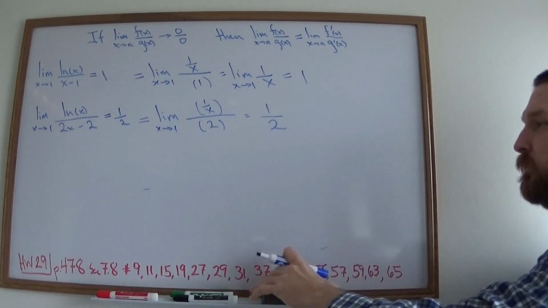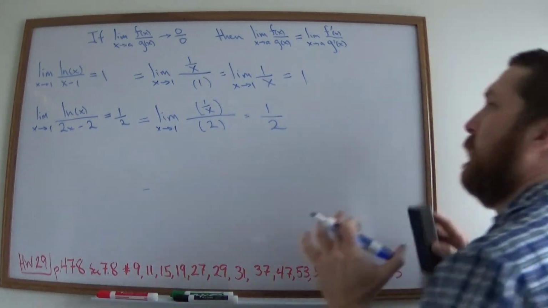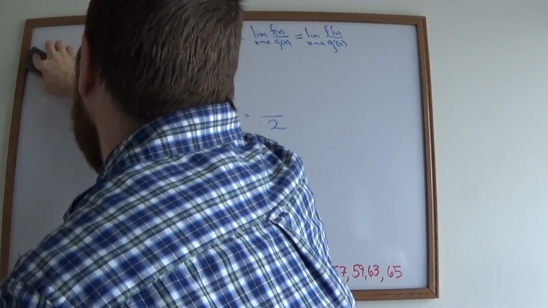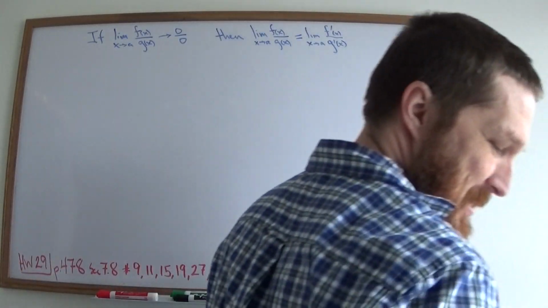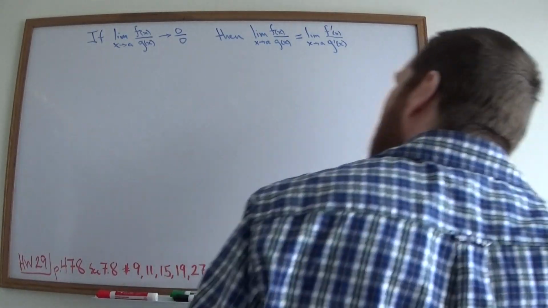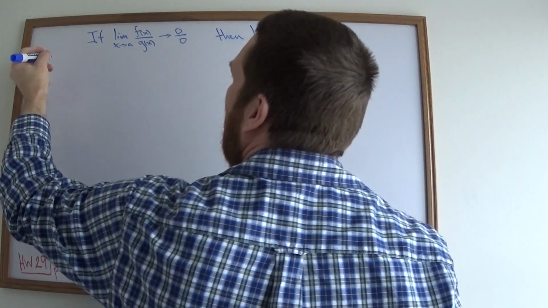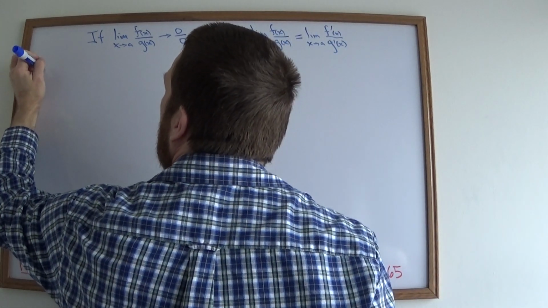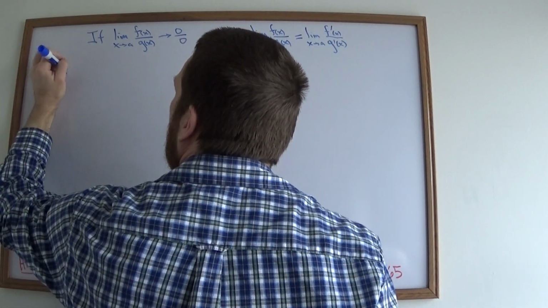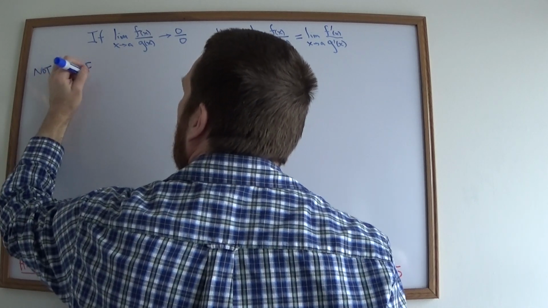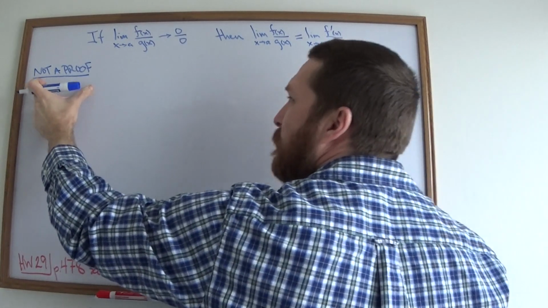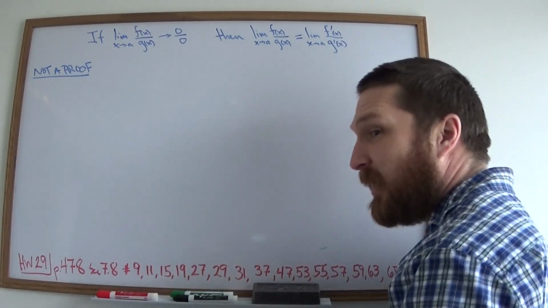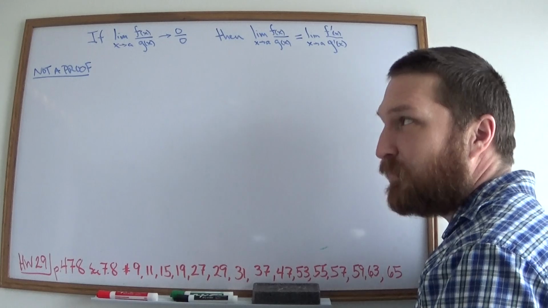Okay? So, I would like to prove this, but I'm not going to. What I'm going to do is not a proof. Normally I would write theorem, and then I'd have the statement, and then I would write proof. I'm writing "not a proof," because this is not a proof.